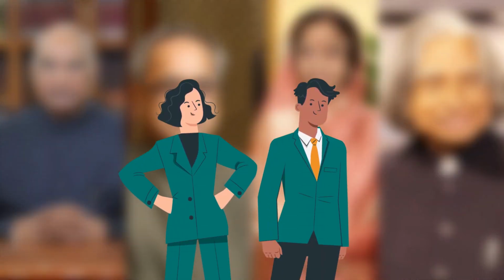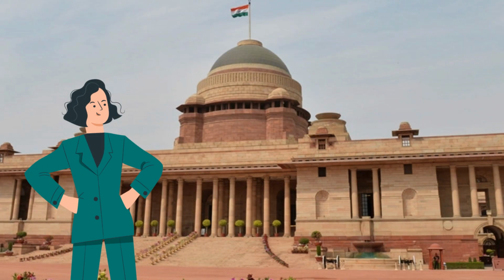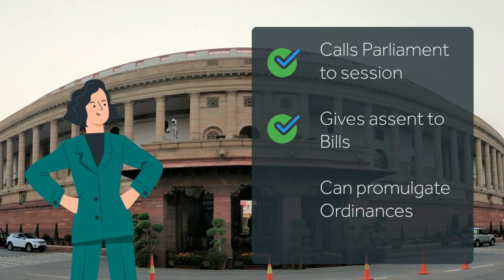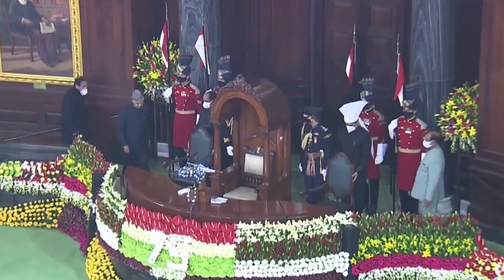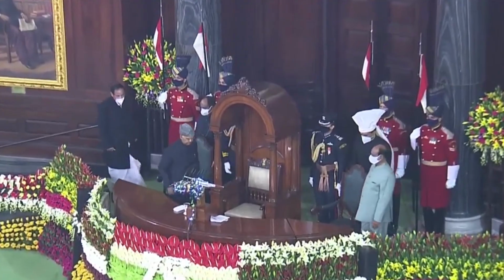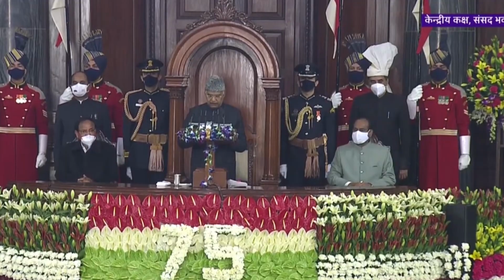The president and the vice president are two important constitutional offices in the country. The president is not only the head of the executive, but is also a key part of the legislature. The vice president is the chairman of the upper house and is responsible for conducting its proceedings. Mr. Kovind and Mr. Naidu's 5-year terms are coming to an end in the coming months. In this video, we're looking at how their successors will be elected.